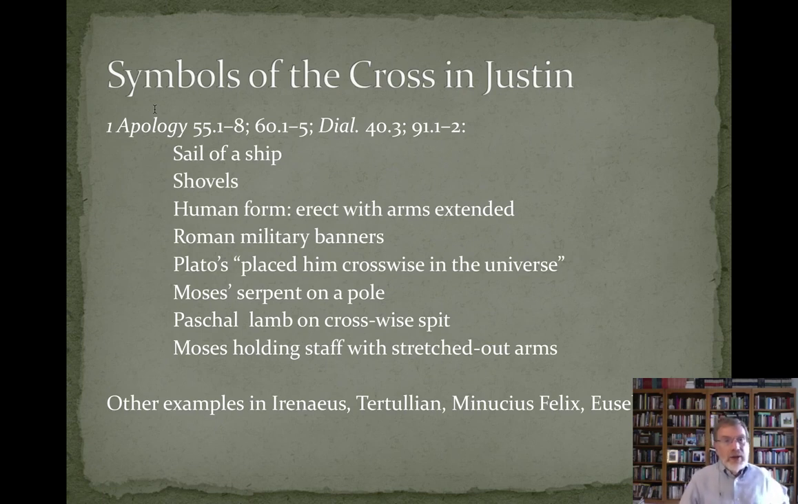Beyond that, later in the second century, Justin Martyr, again a famous early church author, makes a number of analogies to the cross, to things that are T-shaped, like the sail of a ship, or shovels, or the human form when it's erect with arms extended, or Roman military banners, etc. So you see the list here, and those are collected from a few different areas in Justin's writings.